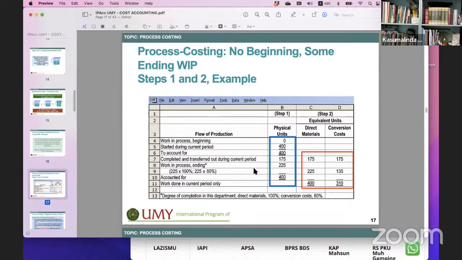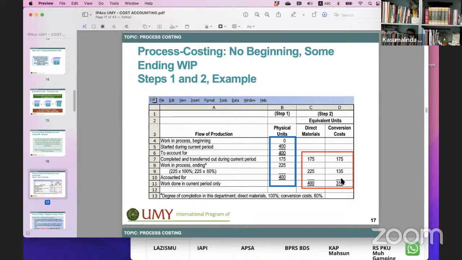As given in the illustration, the degree of completion in this department, the direct material is 100% complete, and the conversion cost is 60% complete. So for the direct material, it is 100% complete. So we will calculate the equivalent unit, 100% times 225. So we got 225, because it is 100% complete.